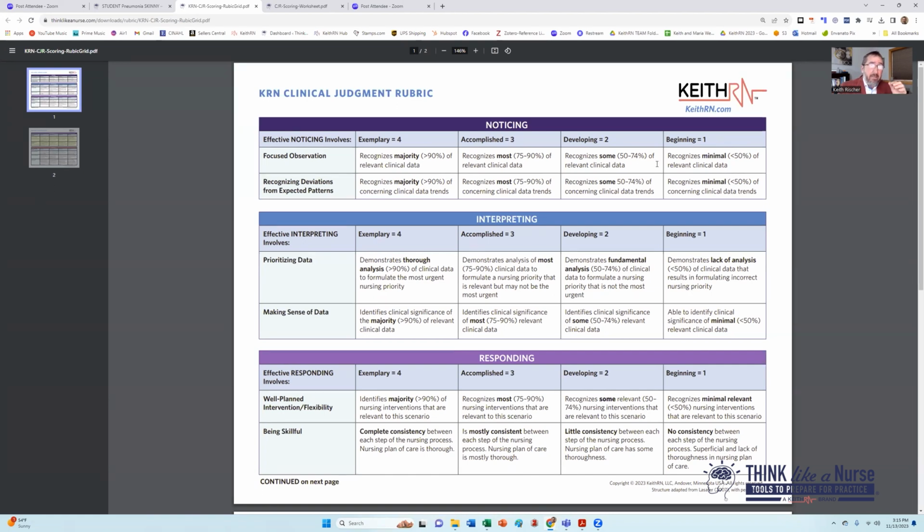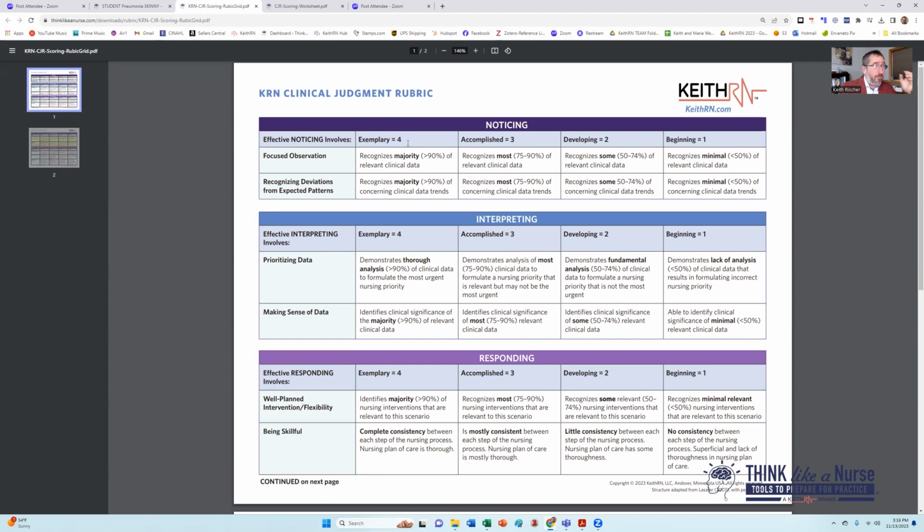That's a one. We want our first year students to be at least at the developing level consistently. And as you can see, that's some relevant clinical data. They're 50 to 74% approximately. Accomplished is where we want our students at the end of the program, they're consistently noticing most of what's important, and they're interpreting it correctly most of the time, as well as focused observation.